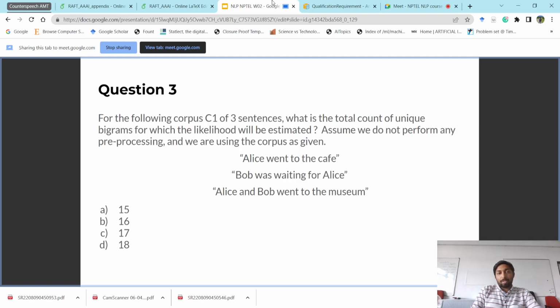Okay, moving ahead. So this was like two questions combined. So the next question is about, let's say a corpus of 3 sentences. Now, what is the total count of unique bigrams for which the likelihood will be estimated? And we are not performing any pre-processing, so the corpus is as given, as it is.